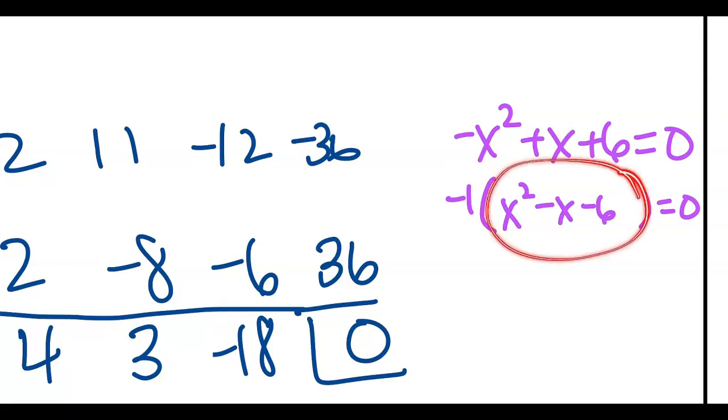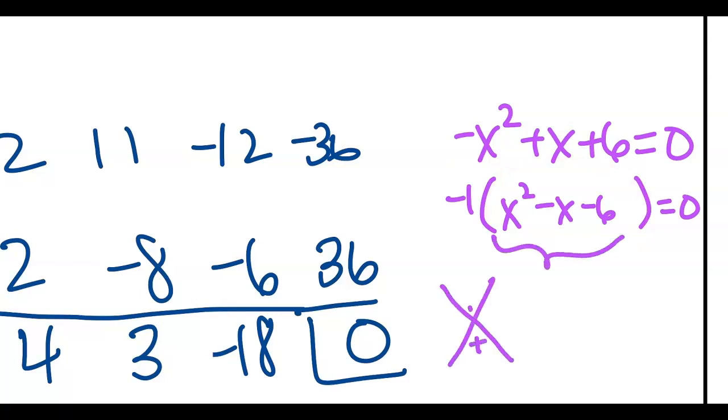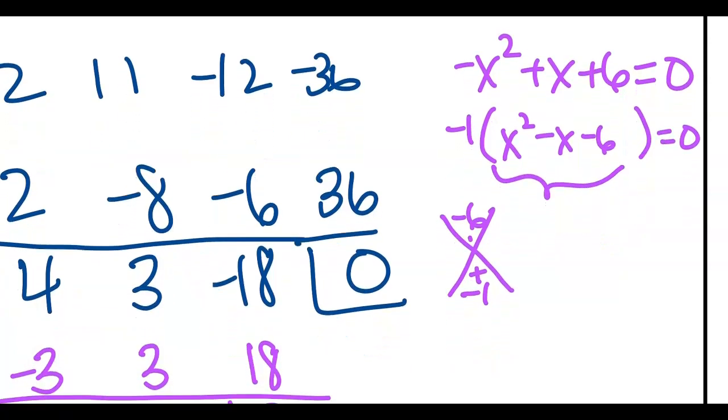In this parentheses, this is just a trinomial. So let's see if I can use the x method, my little chart like this, to see if I can factor. I need 2 numbers that multiply to negative 6, but add up to negative 1. Chelsea, what 2 numbers can I use? If I need 2 numbers that multiply to negative 6, but add up to negative 1, which one needs to be negative?